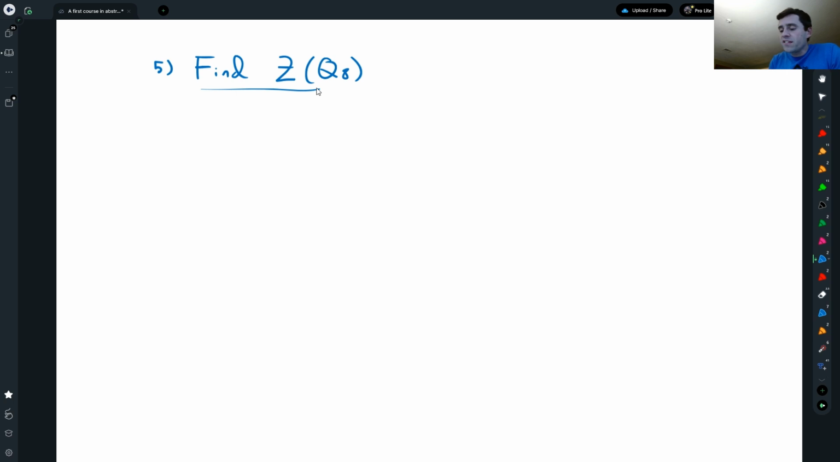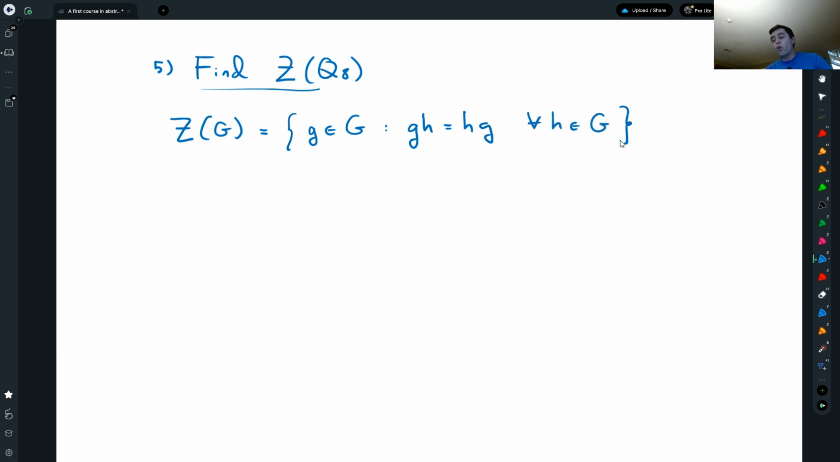So recall that the center of a group are those elements that commute with everything. So these are elements of G such that gh is hg for every h in G. So what elements will commute with everything? And clearly, what we've seen is that H itself, plus or minus 1, will commute with everything in the quaternions. So what we want to know is, is there anything else that commutes with everything else?